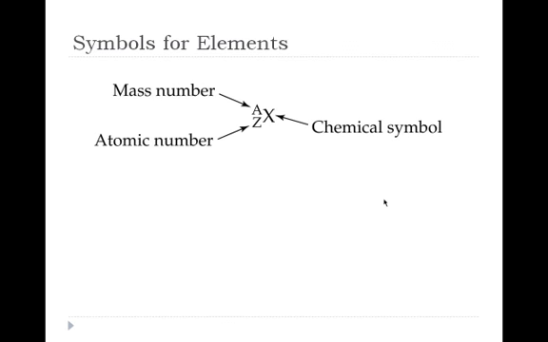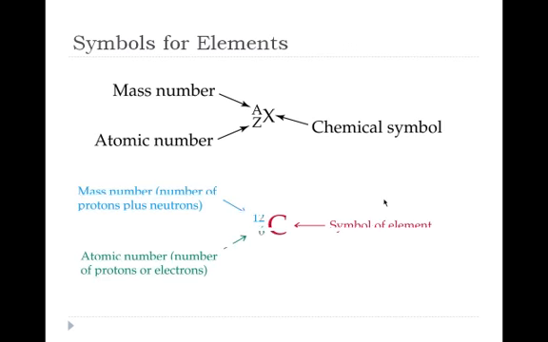Another way to write the symbol for elements is this format, and you'll see this in your book. The mass number is in the top left, the atomic number is in the bottom left, and then you have the chemical symbol or the element symbol, which is X. Now, let's take a look. We have this representation of carbon. It has a mass of 12 and an atomic number of 6. Notice how the 12 has been rounded off, because on the periodic table it's 12.01, and the atomic number is 6. So if it's a neutral atom, that 6 tells us the number of protons and electrons, because they have to balance each other out in charge.